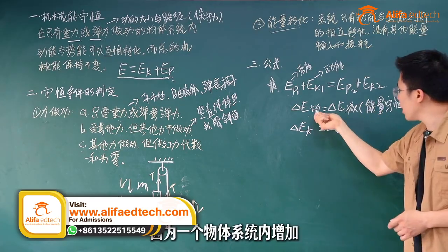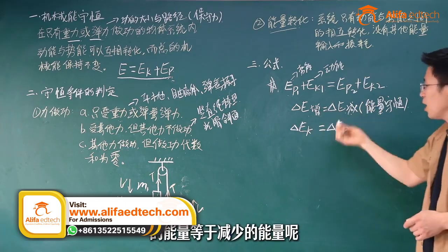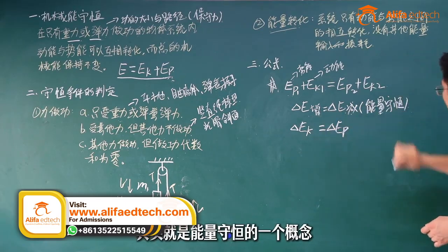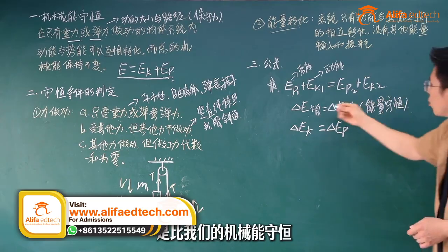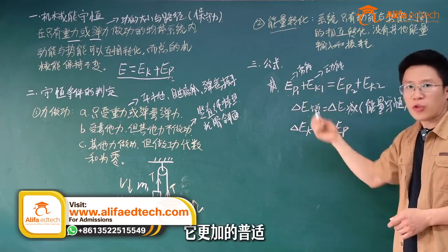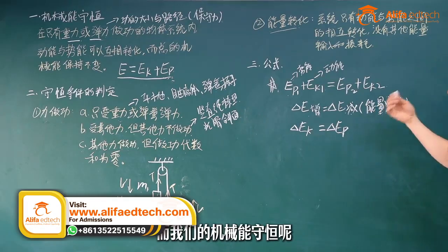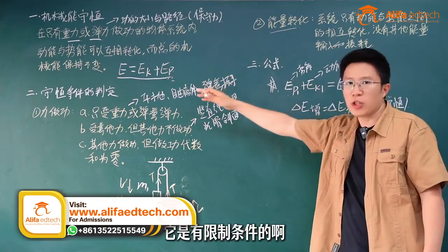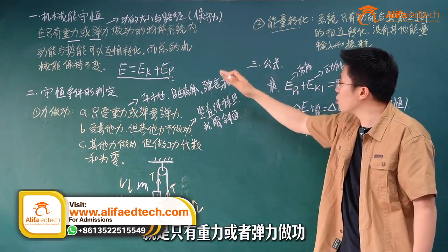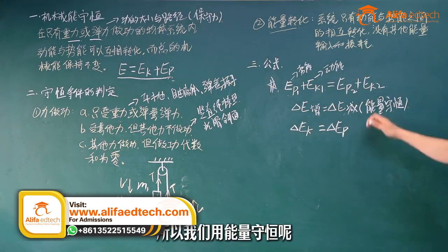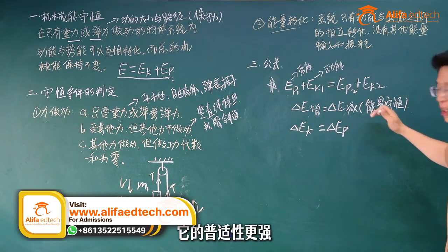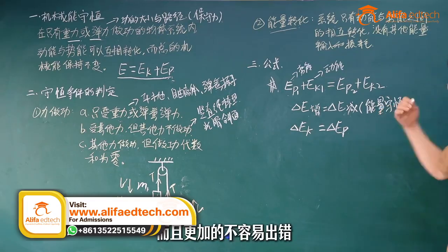Because the increase in energy within an object or system equals the decrease in energy, this is actually the concept of energy conservation. And energy conservation is even more universal than the conservation of mechanical energy. Energy conservation applies to all situations, whereas the conservation of mechanical energy has certain restrictions. It can only be used when only gravity or elastic force is doing work. That's why using energy conservation is more universally applicable, and it's also less prone to errors.